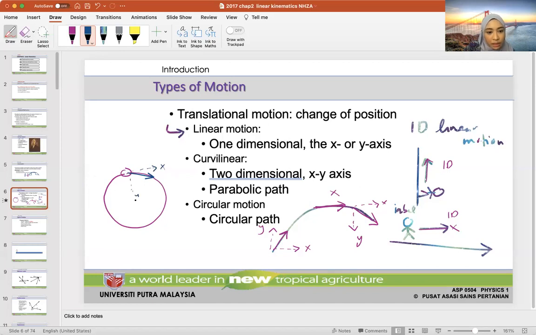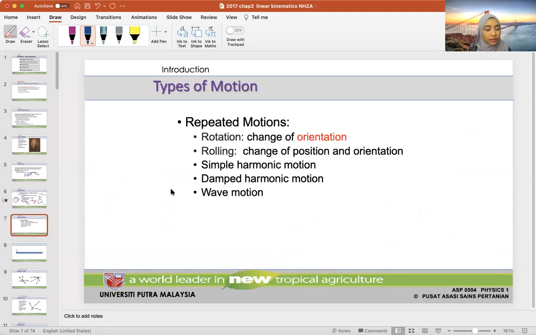Ada x, ada y. Kat sini pun ada y, ada x. Okay, so as long as you can dissect the vector into its components, into 2 components lah, it's 2-dimensional. This also applies for a circular path. Okay, and we will go over that later lah. Kita akan go into more detail.